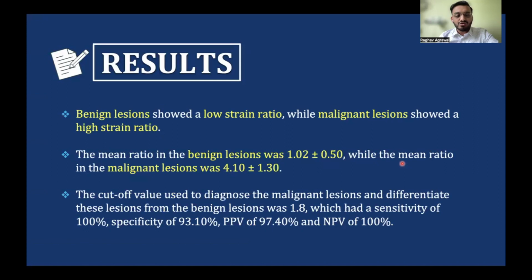The cutoff value used to diagnose the malignant lesions and differentiate these lesions from the benign lesions was 1.8, which had a sensitivity of 100%, specificity of 93.1%, positive predictive value of 97%, and negative predictive value of 100%.